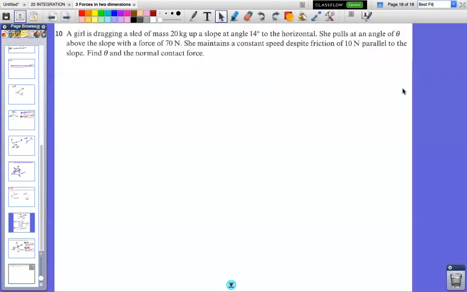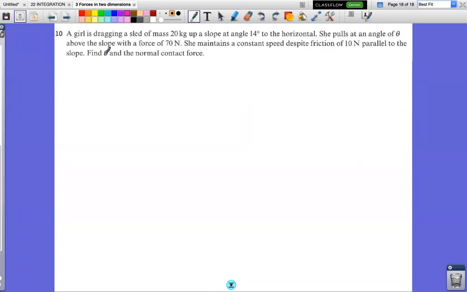We are told that a girl is dragging a sled of mass 20 kilograms up a slope at an angle of 14 degrees to the horizontal. She pulls at an angle of theta above the slope with a force of 30 newtons. She maintains a constant speed despite friction of 10 newtons parallel to the slope. You are asked to find theta.